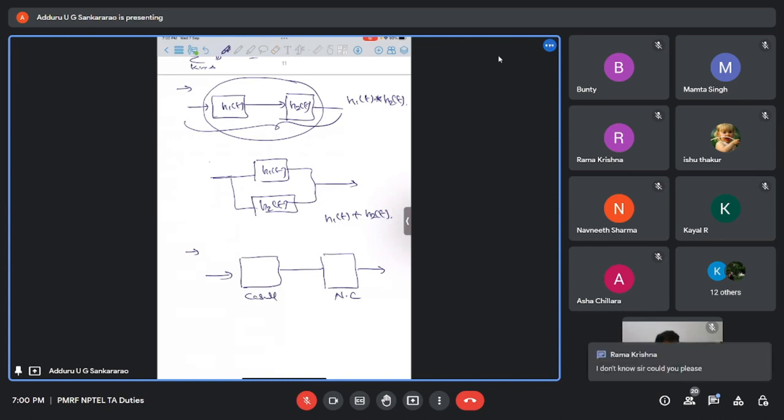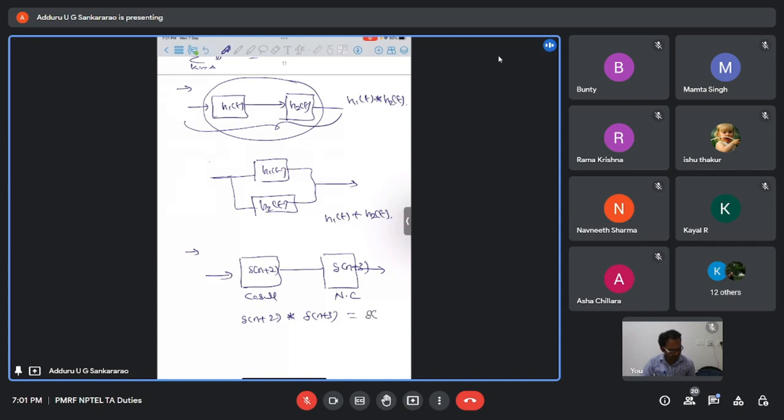Let us say we have one LTI system with impulse response del of n plus 2, and another with del of n plus 3. Now what is the overall impulse response? Del of n plus 2 convolved with del of n plus 3, which is del of n plus 5. This is definitely non-causal.